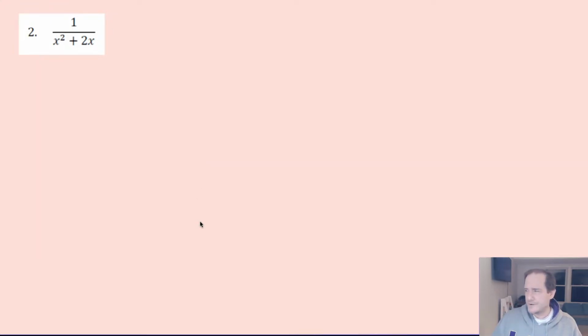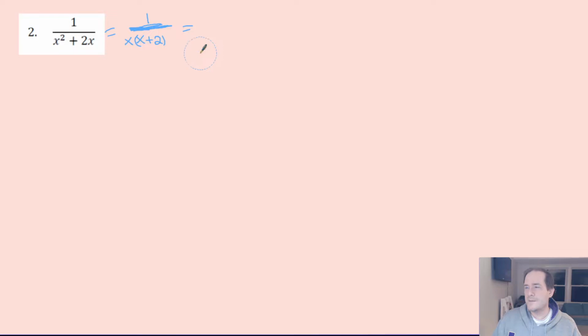Alright, so same as before, you'll factor your denominator. This becomes 1 over x times x plus 2. Yeah, sure, x times x plus 2. That's so bad. That's so bad.